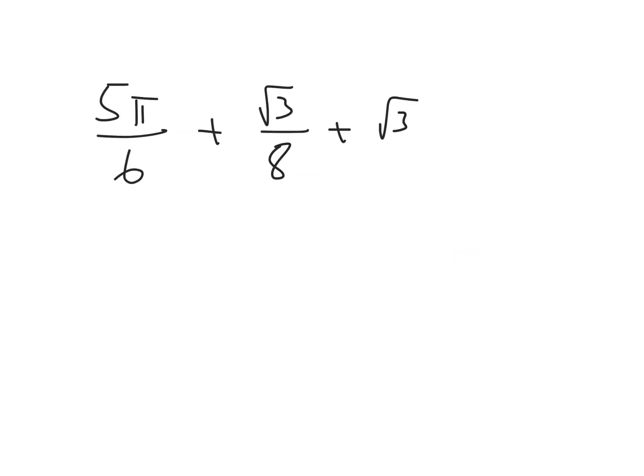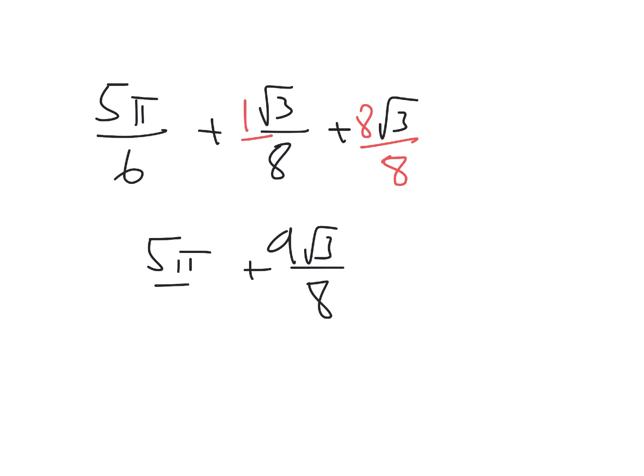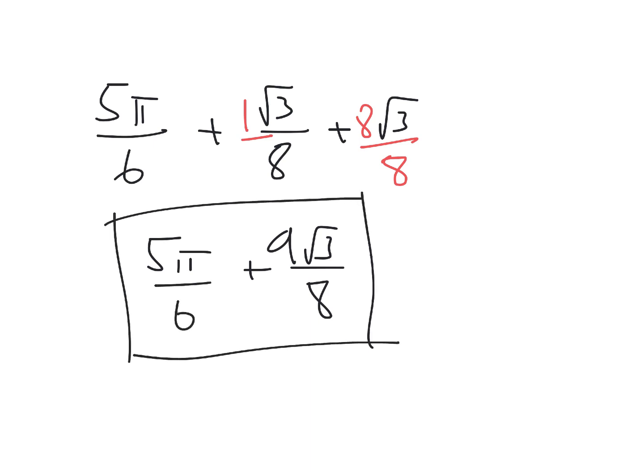So that's the results for my 3 integrals, right? I broke it all out. So I see some like terms. I see this root 3. So I can think of root 3 as 8 root 3 over 8. And I've got a 1 root 3 over 8. So that gives me 9 square roots of 3 over 8 plus 5 pi over 6. And that's the area. That's the exact area.